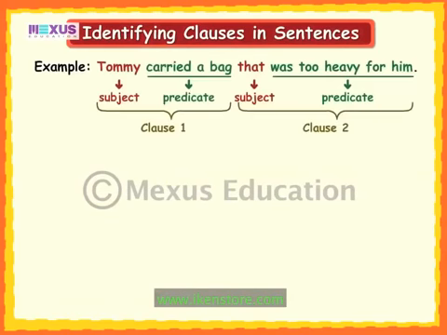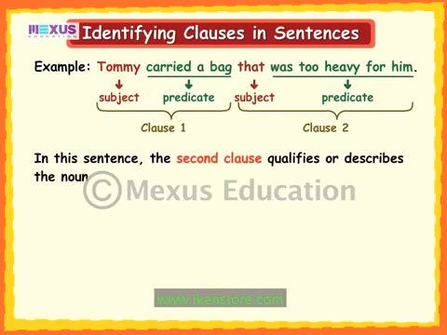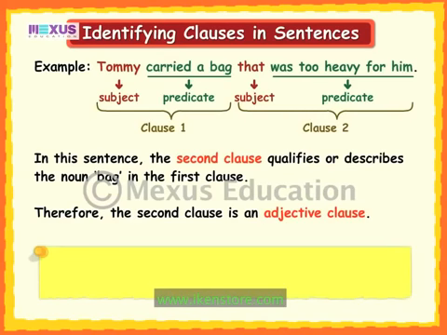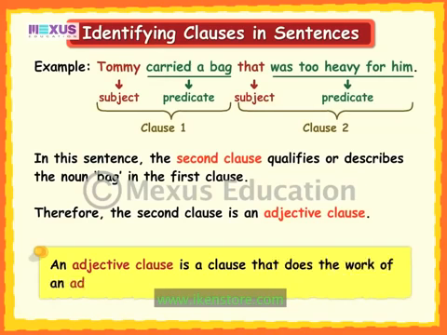Let's look at another example. In this example, the two clauses are Tommy carried a bag and that was too heavy for him. Here, the second clause qualifies or describes the noun bag in the first clause. Therefore, the second clause is an adjective clause. Hence, an adjective clause is a clause that does the work of an adjective in a sentence.